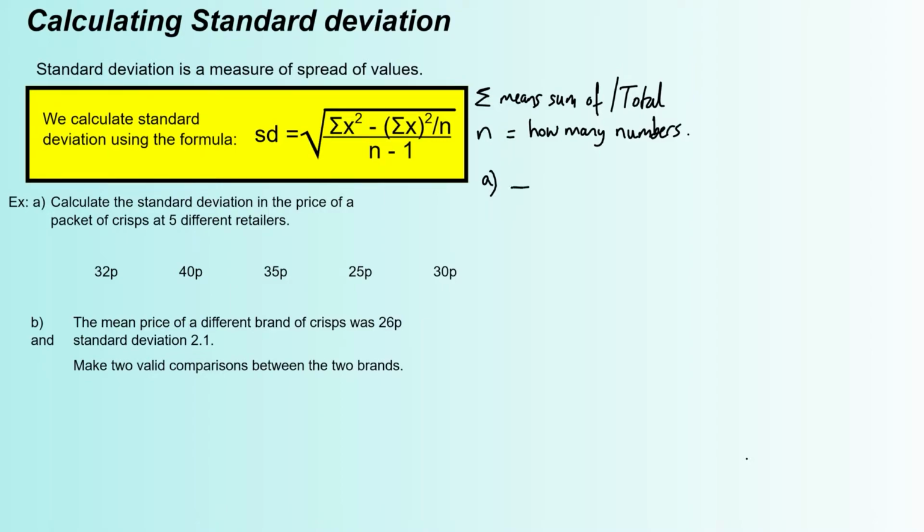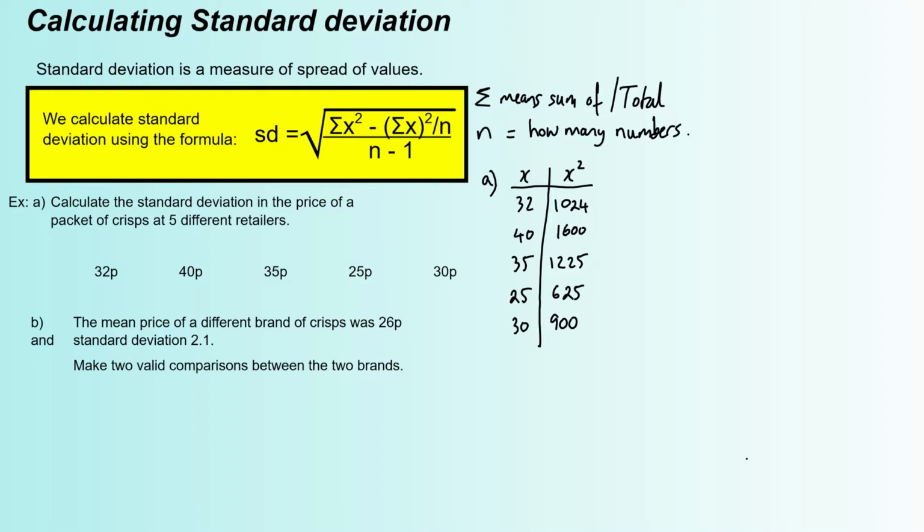So we're going to do a table. Our table is going to be fairly straightforward. It's going to have x's and x squareds. We're looking for the total of the x's for this one, and the total of the x squareds for this one. For the x's, we've got 32, and this is all our data: 40, 35, 25, and 30. For the x squareds, we're just squaring each of these numbers. So we get 1024, 1600, 1225, 625, and 900.